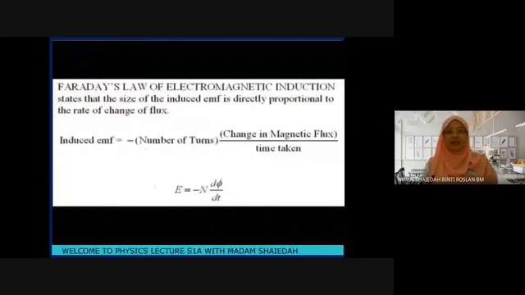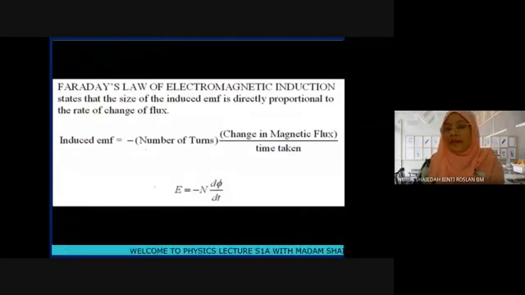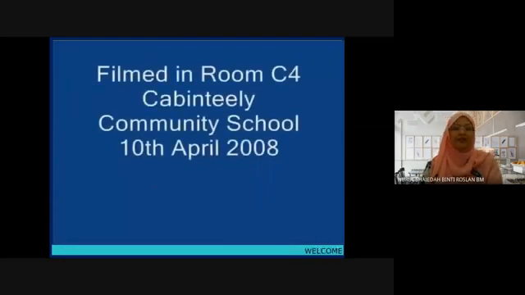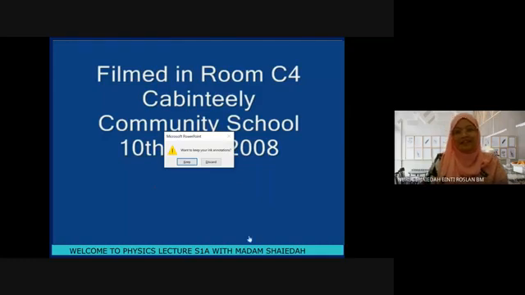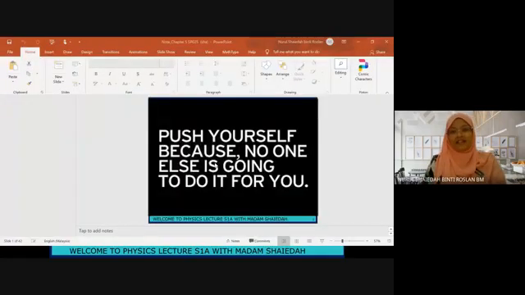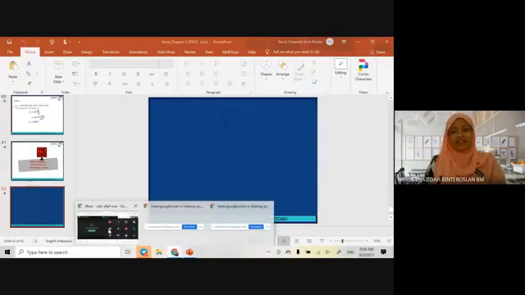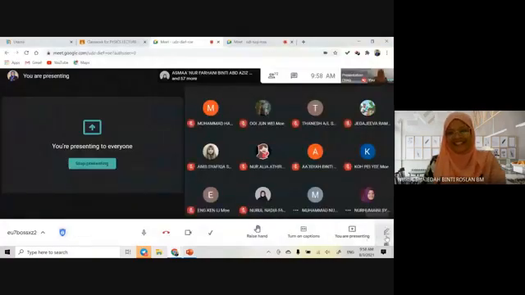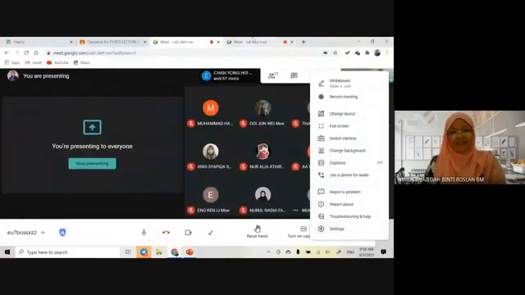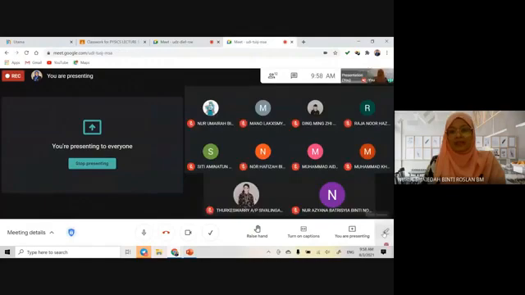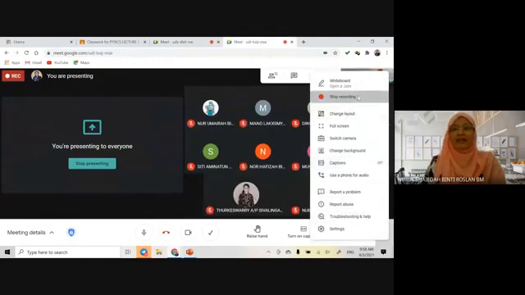So ni Faraday yang awak belajar ni. So induced EMF hanya berlaku bila change in magnetic flux. Okay, boleh tak ni? Saya buka kat sini. Okay, tak apa. Kalau siapa-siapa yang ada masalah, you can go back, tengok record ni balik.